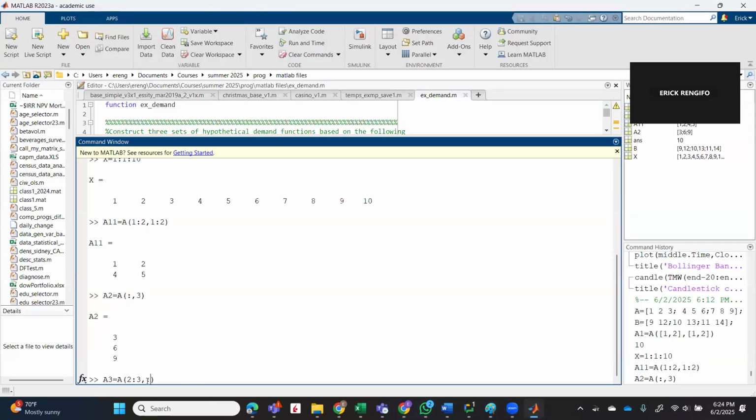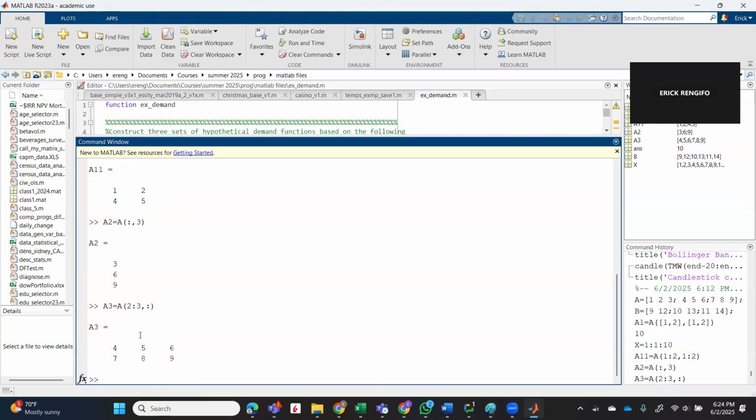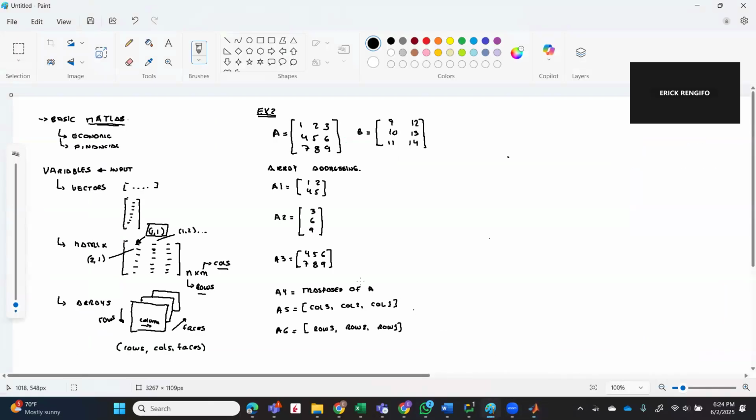So this is the way, guys, you tell MATLAB everything. MATLAB is saying, okay, take from 2 to 3. In this case, it's 2 and 3. All columns. So this is also an important notation that we need to remember. Okay, so let's go to the other one.